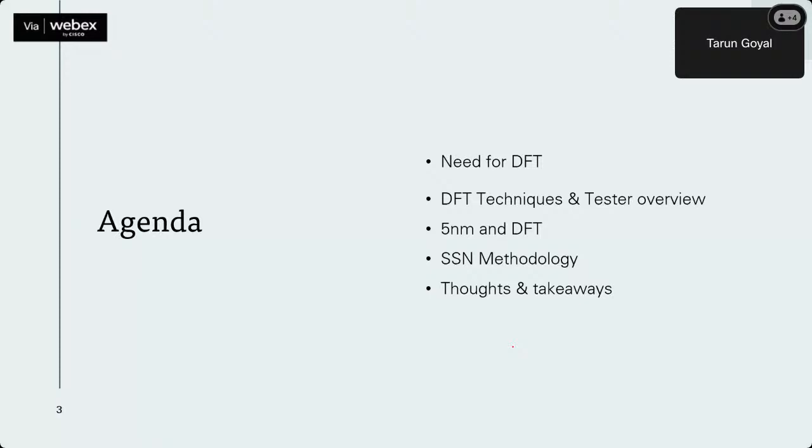the DFT, what it's bringing, what challenges and how it impacts the DFT, what the DFT roles are there. So we will discuss all of those. Then we will cover the SSN methodology, which is recent and required for large billion transistor designs. So we will cover that also, and then finally we will end on the thoughts and takeaways, what we can continue for further future research and all.